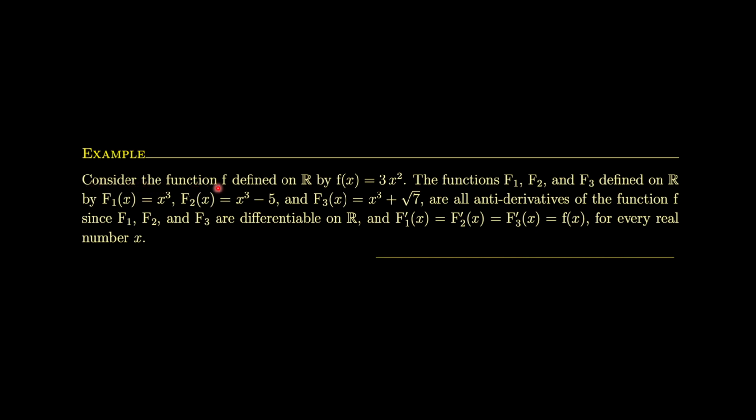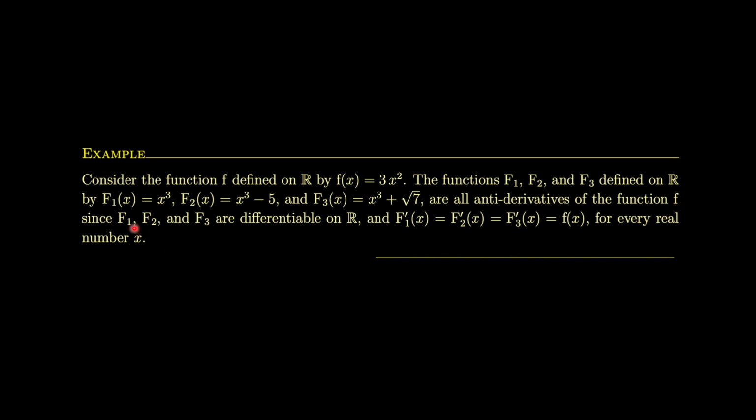Consider little f, the function little f, defined on R by this rule: f of x is 3x squared. Three functions, capital F1, capital F2, and capital F3, are also defined on R by these rules: F1 of x is x cubed, F2 of x is x cubed minus 5, F3 of x is x cubed plus square root of 7. They are all antiderivatives of the function f.